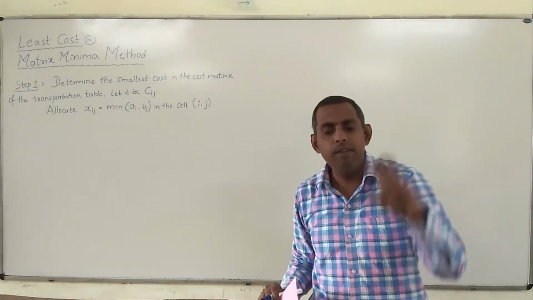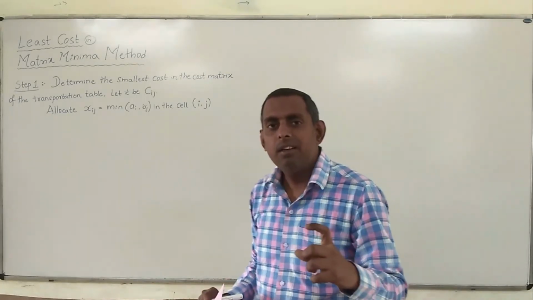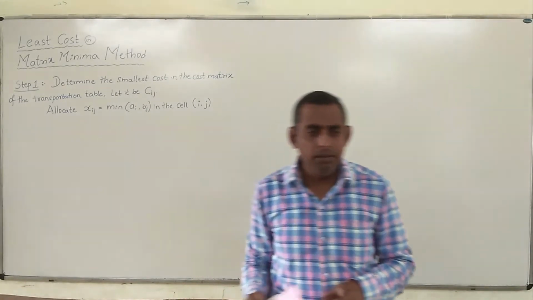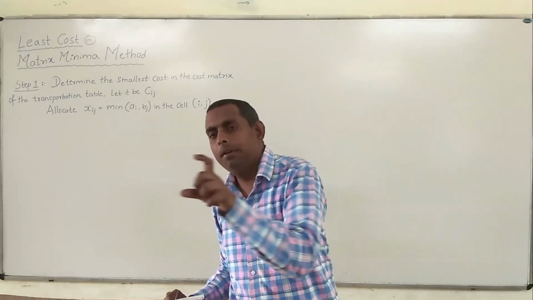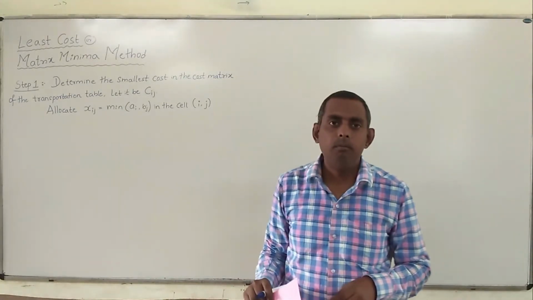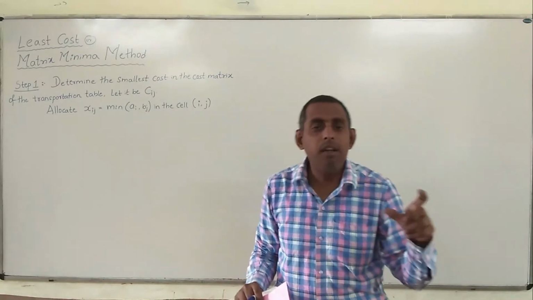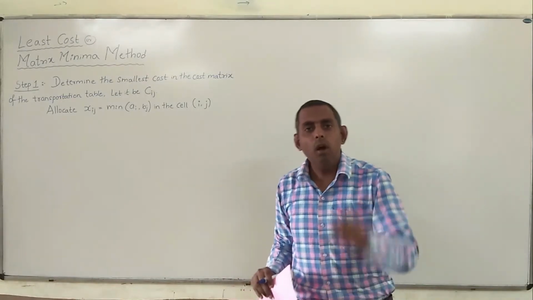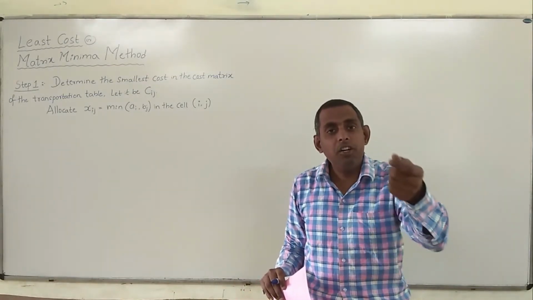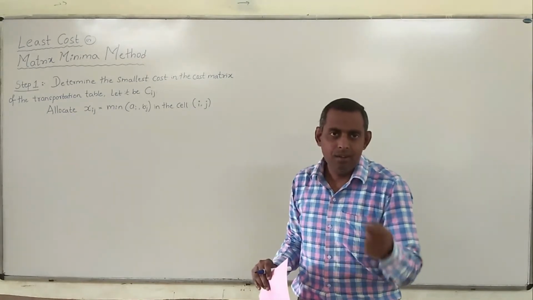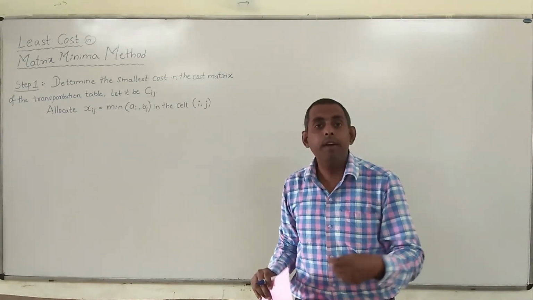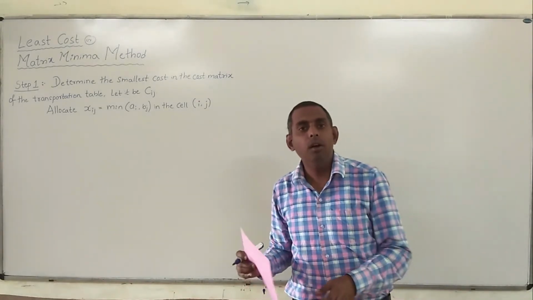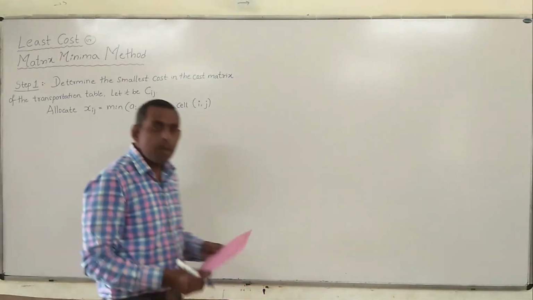In that particular cell, for that respective supply and that respective demand, the supply will come in the respective row and the demand will come in the respective column. So in that respective row and column, that is i row and j column, we have to find the minimum of supply or demand. Whichever is the minimum, we have to allocate. Fine. So this is step 1.